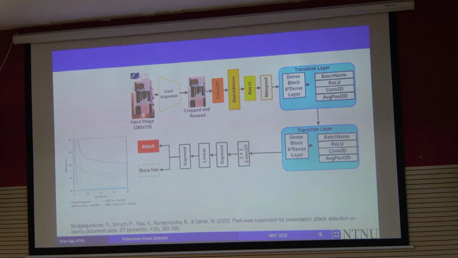And this labeling is not done manually, it's done automatically because I'm looking at every single pixel. I say that these pixels are real, these pixels are fake. Once I do this, I can simply learn those two transition layers, and then I can make a decision on whether it's a bona fide, unmodified ID card, or a modified ID card. Okay, so a modified ID card could be partially modified or fully modified.